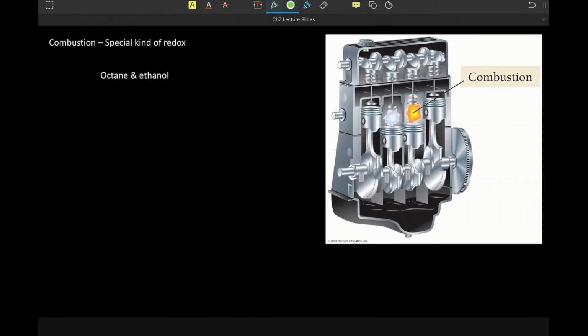Good, makes sense? All right. Next up, combustion, a special kind of redox. Your book only lists combustion as a special type of redox because these are the reactions that power like most everything.